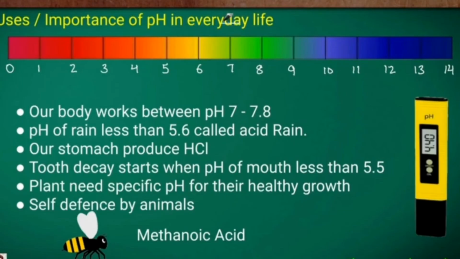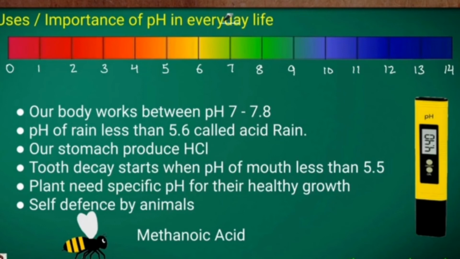Then comes the uses or importance of pH in everyday life. Every thing is useful in our daily life. Here we can learn how pH is important in our daily life. First, our body works between pH 7 to 7.8.